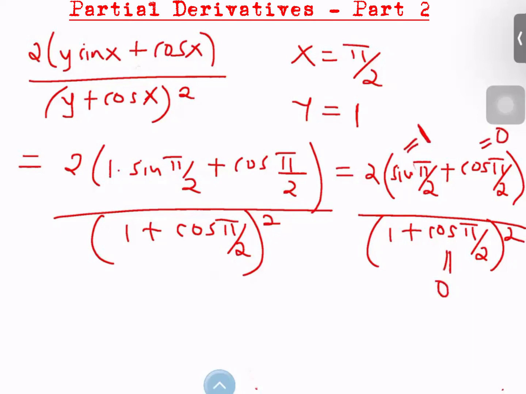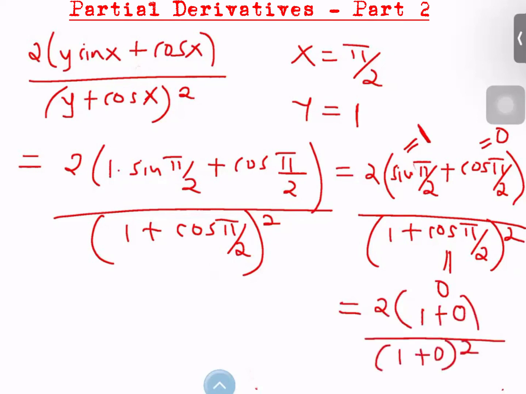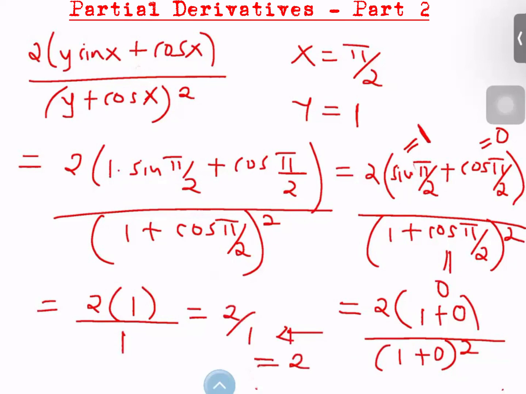And therefore, here we should get 2 into (1 plus 0), divided by (1 plus 0) squared. This again is equal to 2 into 1, all over 1 squared, which is still 1. And this is equal to 2 divided by 1. And the final answer is equal to 2.